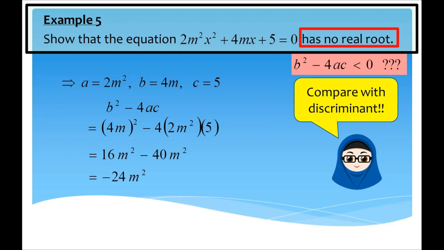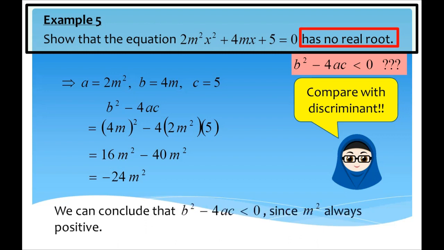What is the conclusion? We can conclude that b squared minus 4ac is less than 0 since m squared is always positive. Why? Let's say we let m equal to 2. So 2 squared is 4. If we let m equal to negative 2, when we substitute negative 2 into m, negative 2 squared is again still 4. Okay?